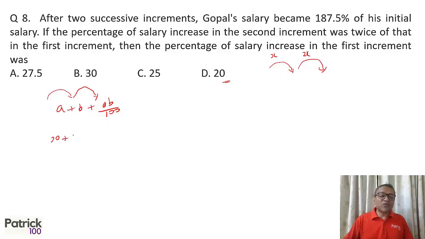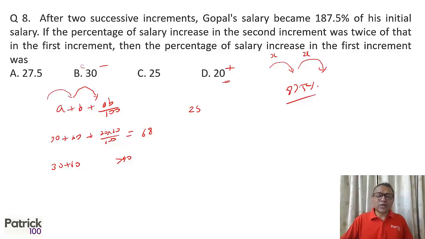So 20 plus 40 plus 20 into 40 upon 100. This becomes 68. But I want 87.5 because salary becomes 187.5%, meaning 87.5% increase I want. So more than 68 for sure. If I take 30, 30 plus 60 itself becomes 90 plus something, so more than 90. So I know it should be less than 30. So it has to be less than 30 and more than 20. So options 25 and 27.5.